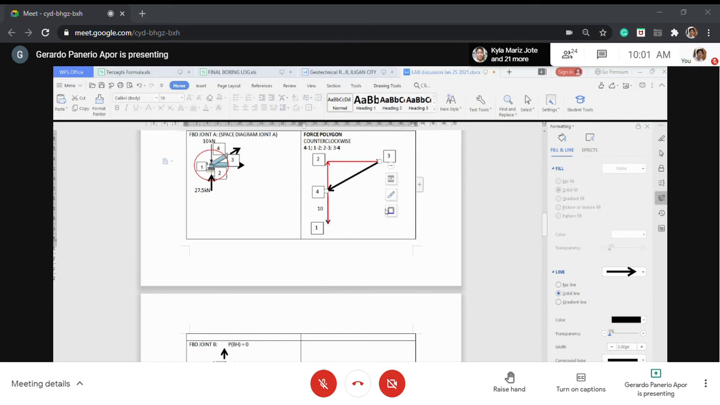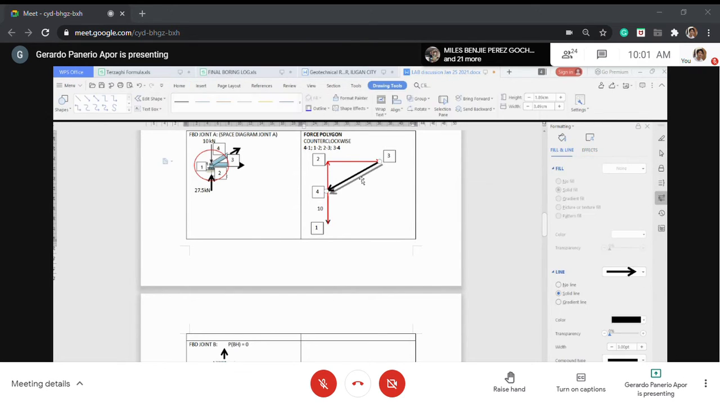Okay, go back to 4. Now, 4 is somewhere here. So that's 4, or somewhere here. So they should meet somewhere here.